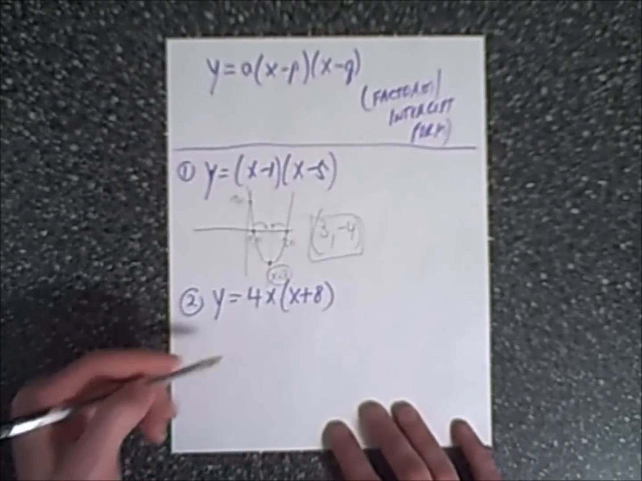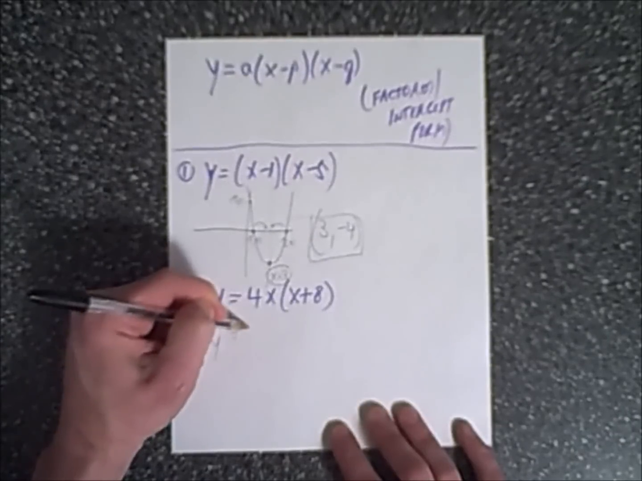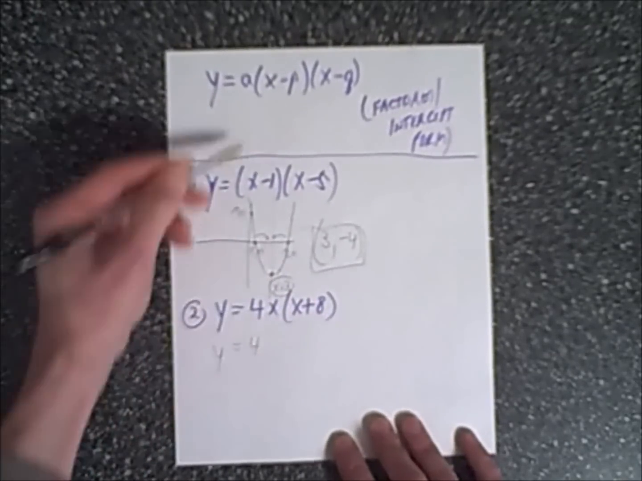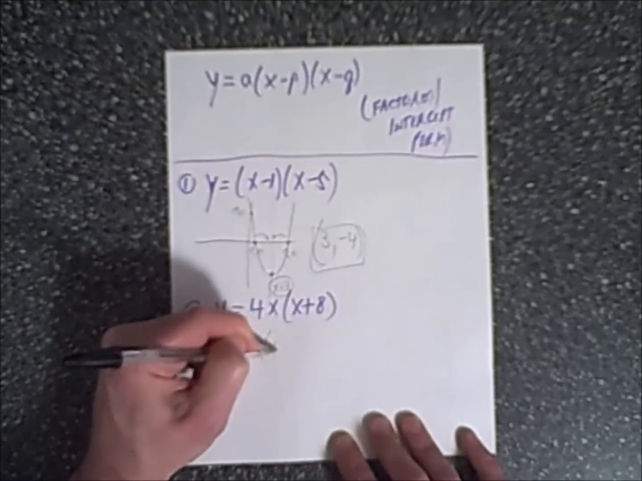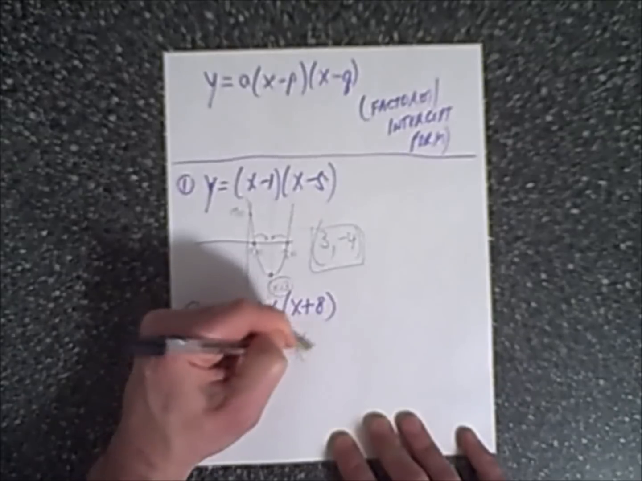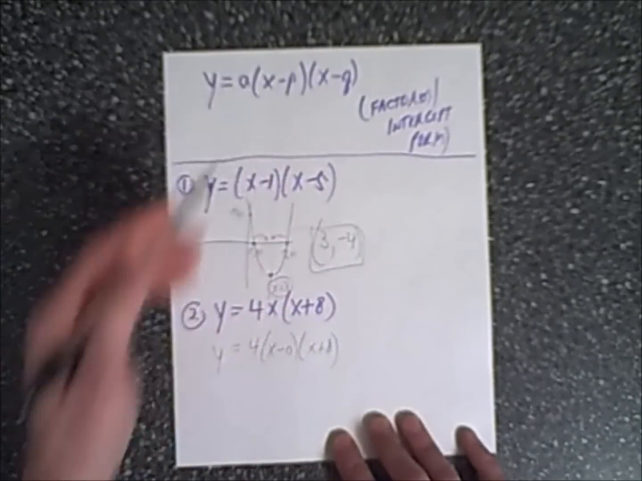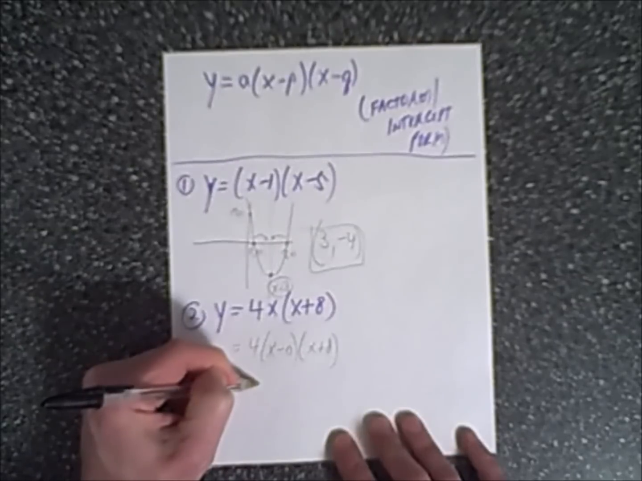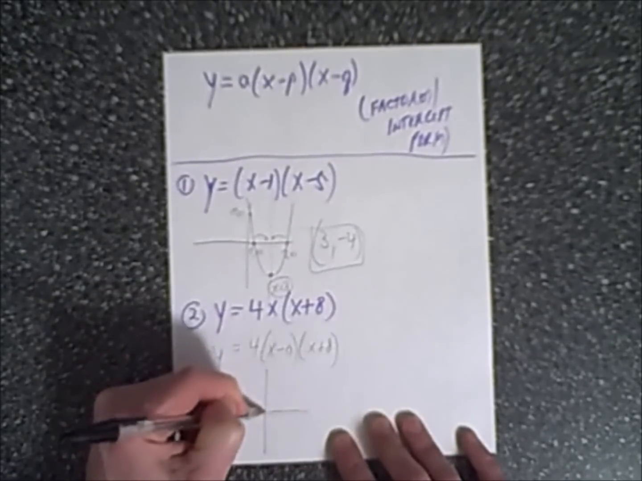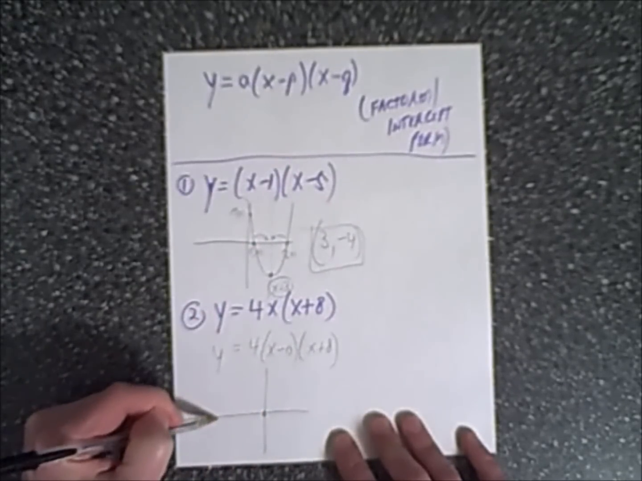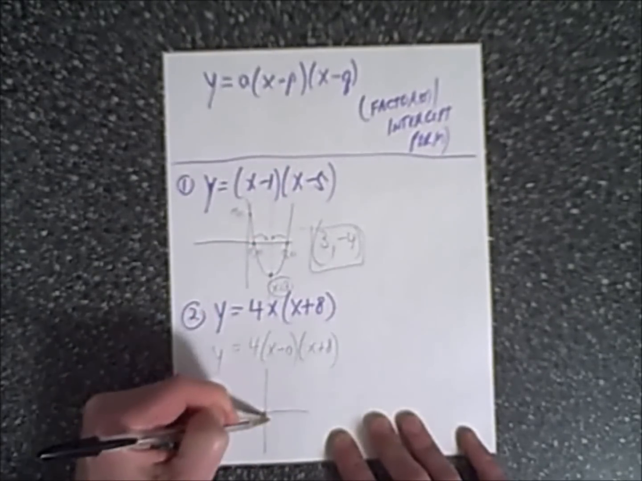Same thing, except you just need to recognize that this is the same thing as 4 times, which again is our a value, 4 times x, which is like x minus 0, and x plus 8. So what are our zeros? Our zeros are p and q, which is 0. So if we were to look at a graph, we'd have (0, 0). And again, it's x minus q, so it'd be (-8, 0).